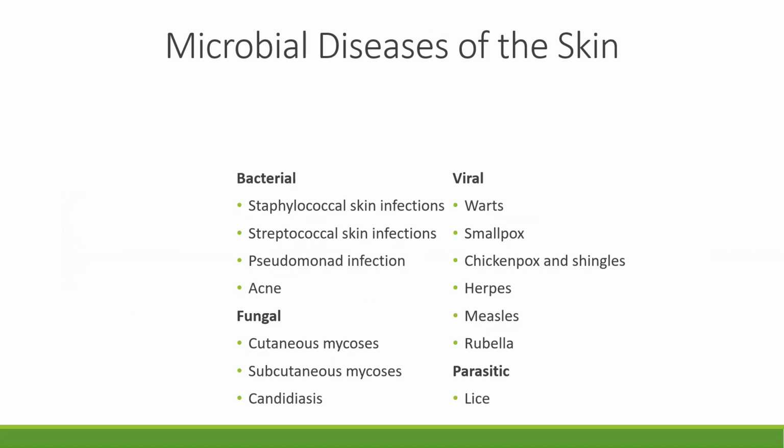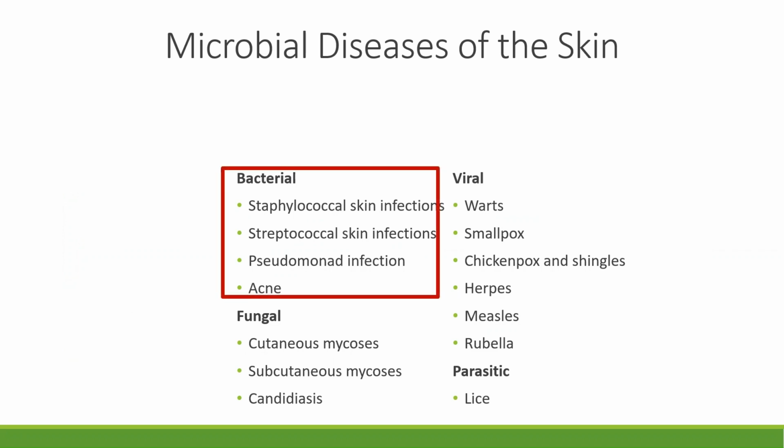There are many different types of microbial diseases of the skin that may come from bacteria, fungi, viruses, or parasites. And we're going to take these on one group at a time. First, starting with the bacteria, we'll look at microorganisms that are involved with skin infections, whether it's Staphylococcus, Streptococcus, Pseudomonas, or other microbes that cause acne.